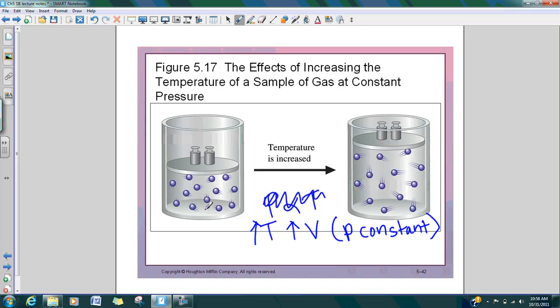So as I take a look at this, as I increase the temperature, I hope you're thinking about kinetic energy. That kinetic energy is also increasing. And so the increased kinetic energy means that there are going to be more collisions and more force. So in order to keep the pressure constant, I have to increase the volume.